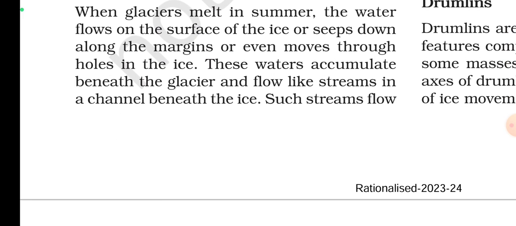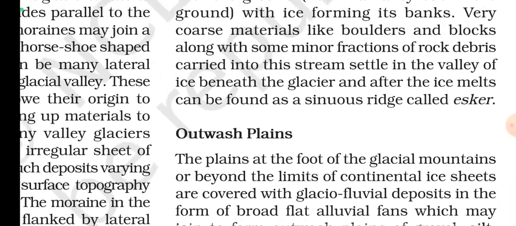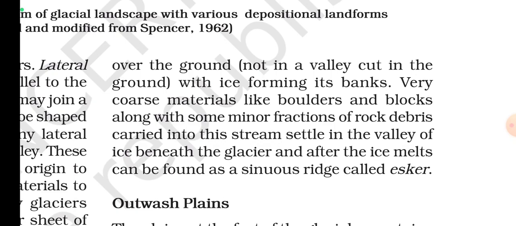Now eskers. When glaciers melt in summer, the water flows on the surface of the ice or seeps down along the margins or even moves through holes in the ice. These waters accumulate beneath the glacier and flow like streams in a channel beneath the ice. Such streams flow over the ground, not in a valley cut in the ground, with ice forming its banks.